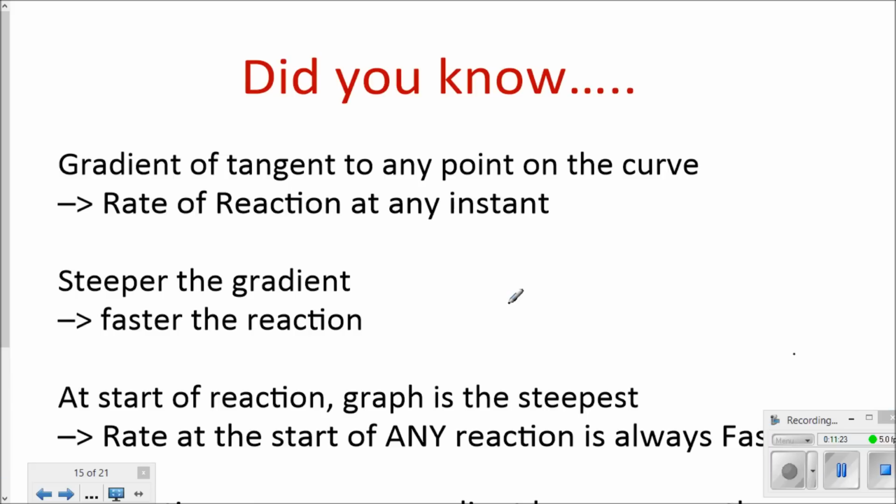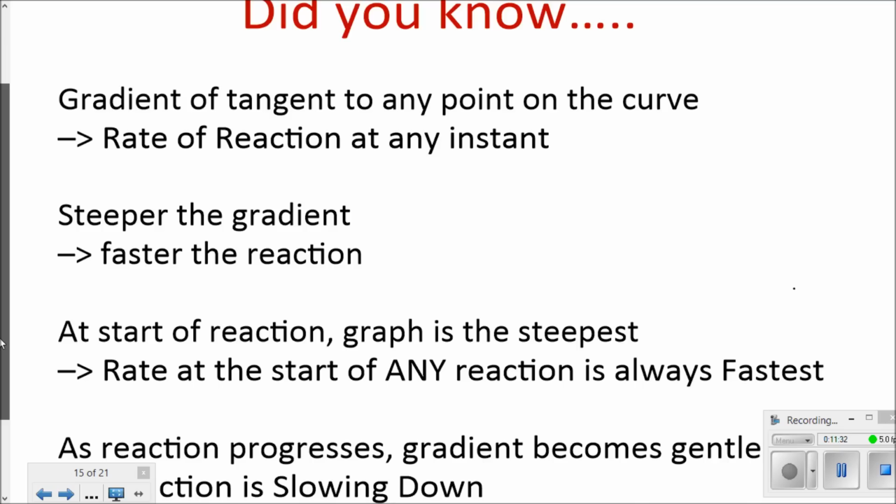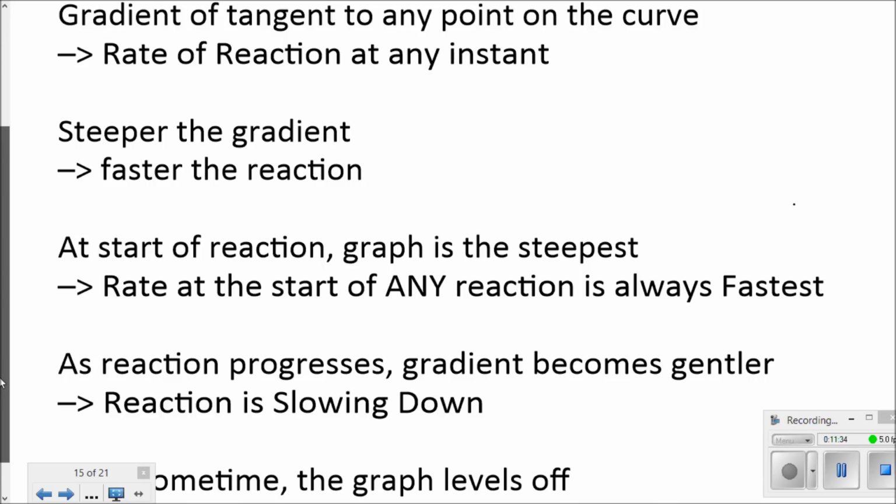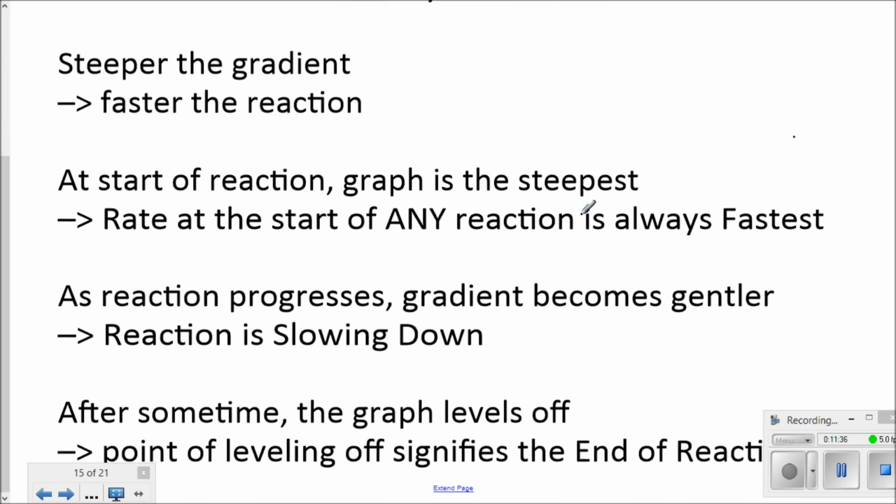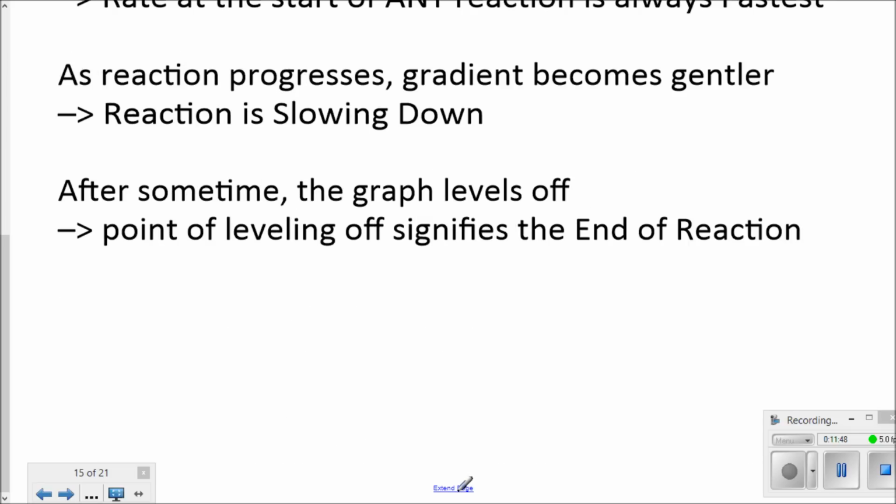So a couple things that we should know: if you have a tangent at any point, that gives you the rate of reaction at any instant. The steeper the gradient, the faster the reaction. At the start of the reaction, the graph is always the steepest. The rate at the start of any reaction is always the fastest. As the reaction progresses, gradients always become gentler. The reaction slows down. And after some time, the graph levels off, and that signifies the end of the reaction.